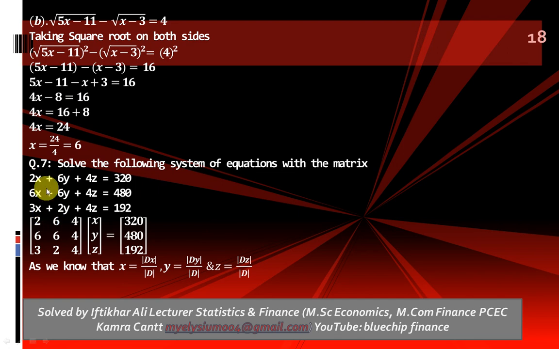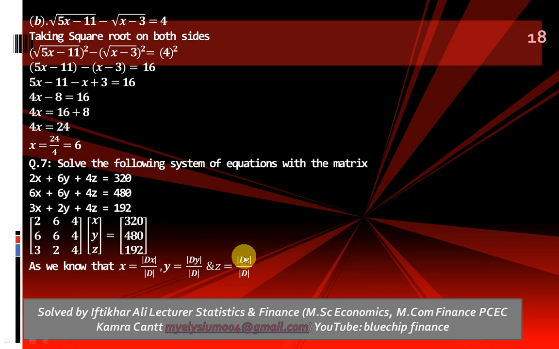So 2, 6, 4, 6, 6, 4, 3, 2, 4. It is the matrix A. Matrix B indicates the variables x, y, z, three variables, and matrix C is equal to 320, 480, 192. So first of all, taking the determinant of this A matrix is called determinant of D. After that, we take this column and place it here and take the determinant, that will be equal to determinant of dx. If we take this matrix and place here and take the determinant, it equals determinant of dy. Take this matrix, place here and take the determinant, it is equal to determinant of dz.